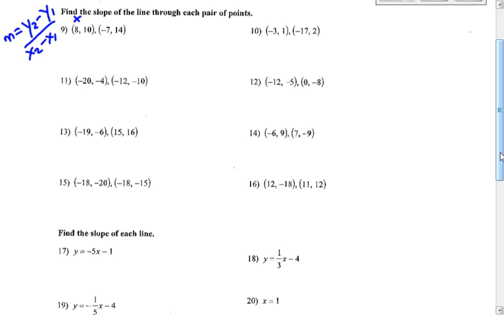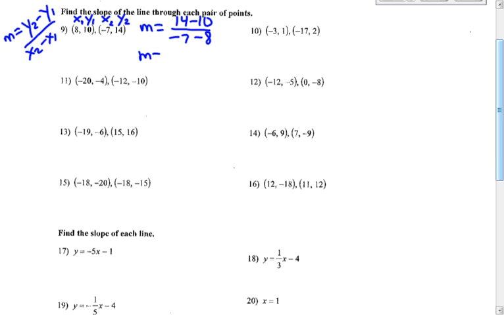first number is x. So we're going to call that x1. It's the first x you read. This is the first y you read, so 10 is the first y. This is the second x that you read, and this is the second y. So once you label them like that, x1, y1, x2, y2, now all you have to do is substitute into the y2 minus y1 over x2 minus x1 formula. You have y2 minus y1, so y2 is 14, minus y1 is 10, and then x2 minus x1 is negative 7 minus 8.